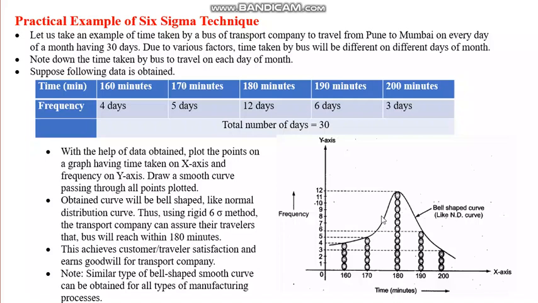Okay, so anyway, if you can assure them that we follow Six Sigma methodology, and our deviation from the mean will be sticking to Six Sigma, then what it will achieve is the customer's satisfaction, and it will earn goodwill for the company. So this is only an example for a travel bus, but it can be applied to any manufacturing process for any product also.